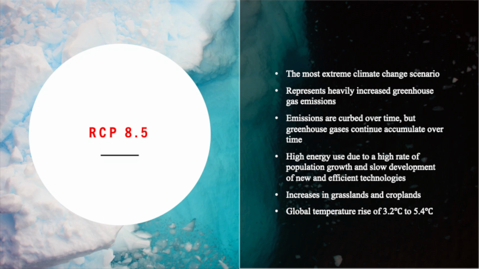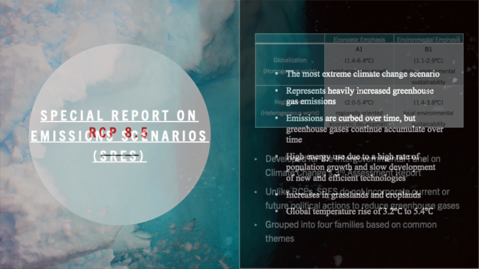RCP 8.5 also represents high energy use due to a high rate of population growth and slow development of new and efficient technologies. This rise in population growth also leads to an increase in cropland and grasslands. This is the most extreme scenario and signifies a global temperature rise of 3.2 to 5.4 degrees Celsius.